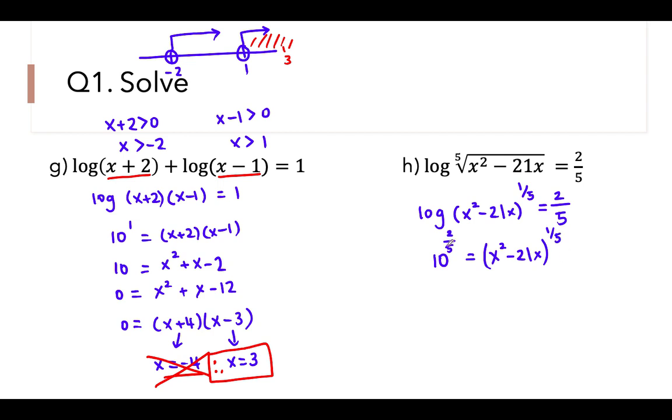Now we don't like fraction in an exponent, so I'm going to multiply both sides by 5. So let's multiply this by 5 and this by 5. So therefore, 1 over 5 times 5 becomes 1. And 5 cancels out, so you're left with 2.